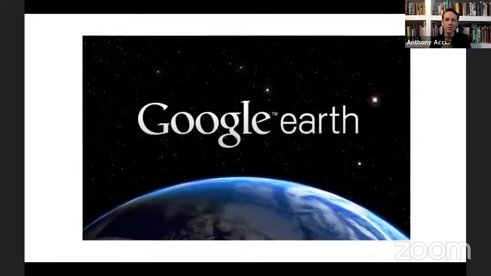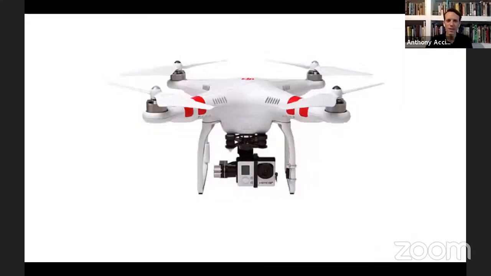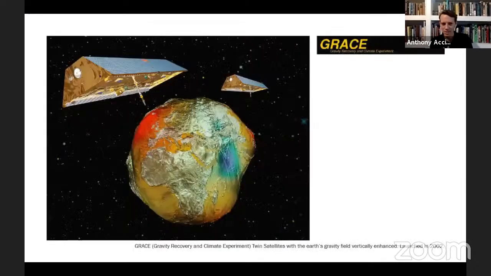Google Earth was extremely low resolution at that time, so it wasn't very useful. Drones were in existence, but they were being used for nefarious ends, mostly in Afghanistan and then in Iraq. I certainly didn't have access to small drones like this. The GRACE satellite system existed, which is about measuring groundwater through the gravitational pull of the Earth, or Earth's gravity field. But it was so low resolution that it wasn't very useful for me.